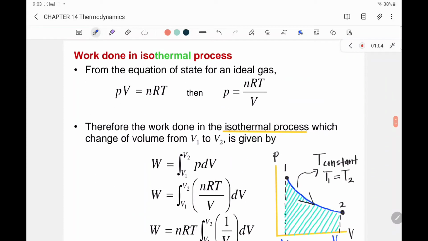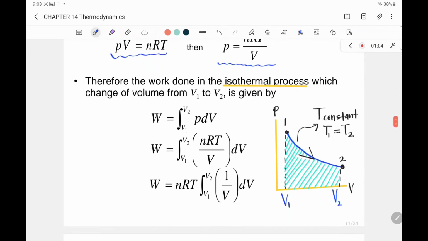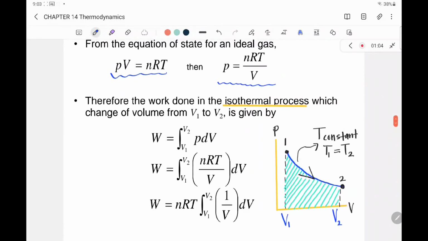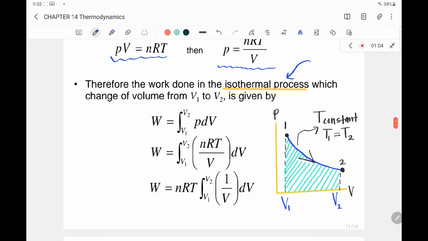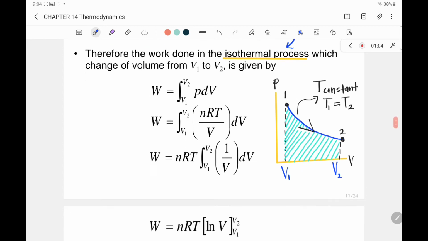Okay, work done in isothermal process. From the equation of state for an ideal gas, PV is equal to nRT, then P is equal to nRT per V. Therefore, the work done in the isothermal process, with change of volume from V1 to V2, is given by work done is equal to the integral from V1 to V2 of P dV. So the area under the PV graph, the shaded green area, is the work done by the isothermal process.